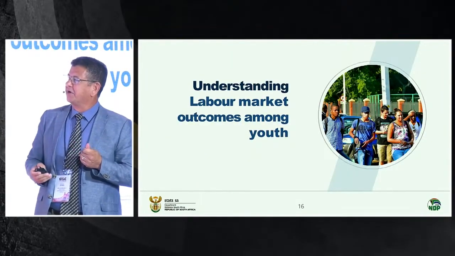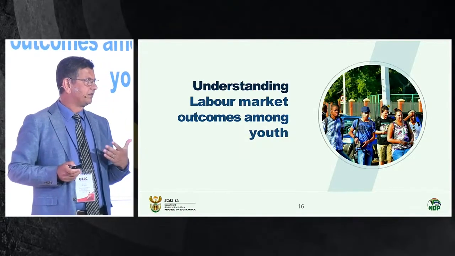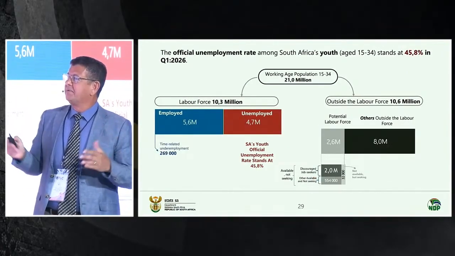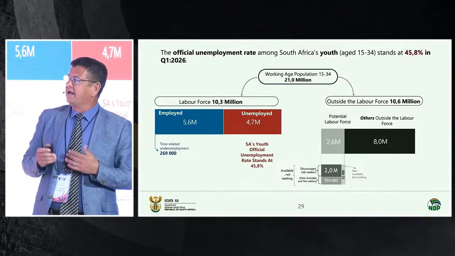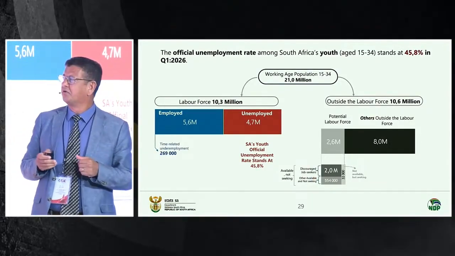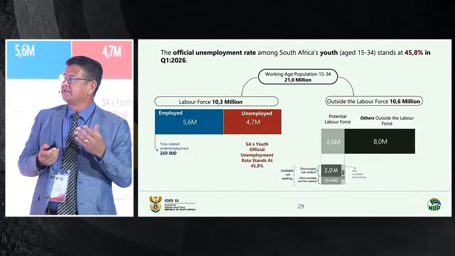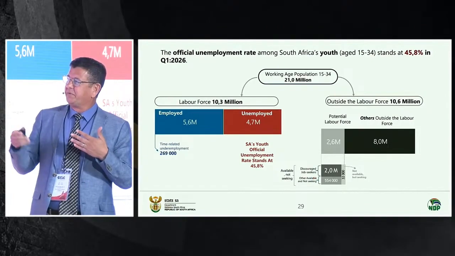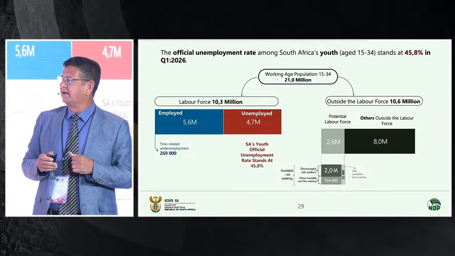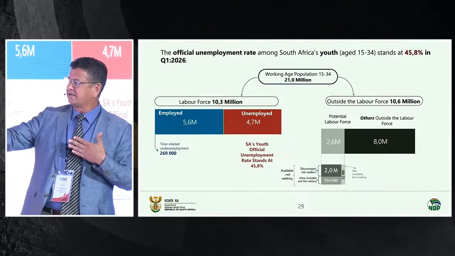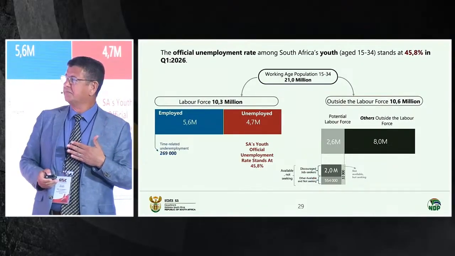But let me keep going and talk a little bit more about the youth, as that is the theme for today. If we use the same schematic, now the working age population, and we define youth as being 15 to 34, is 21 million, 10.3 in the labor force, 10.6 outside. Of the 10.3, we can see the split 5.6 and 4.7. Discouraged work seekers on the grey side towards the bottom, just 2 million.